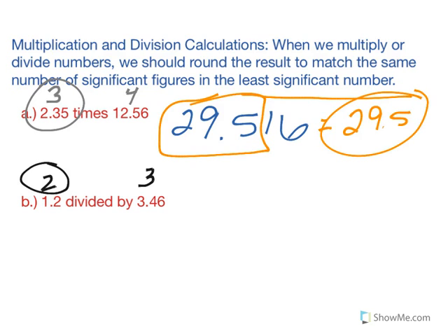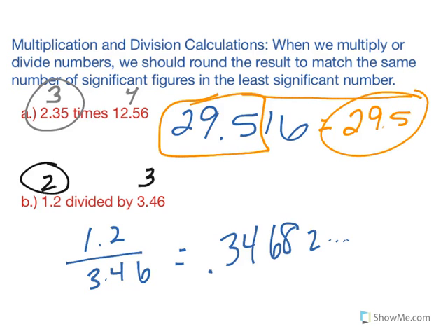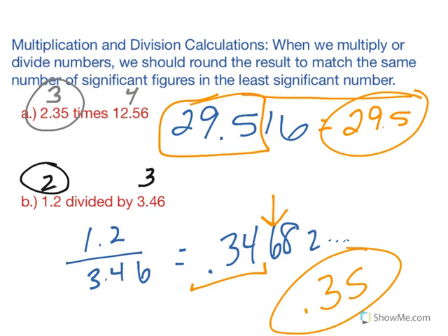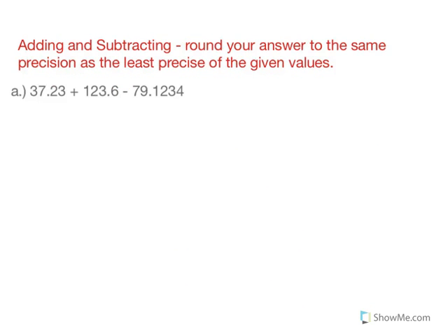So when I divide 1.2 divided by 3.46, I get 0.34682, and it goes on and on. I only want 2 significant figures. So I want these 2, but notice that 6 rounds up. So my final answer should be 0.35. I probably should have said that up in letter A. If we look one past, that 1 rounds down, and that is why our answer is 29.5. Apologize for that.